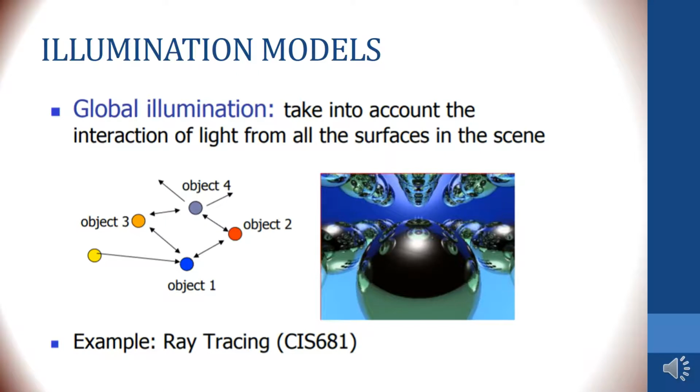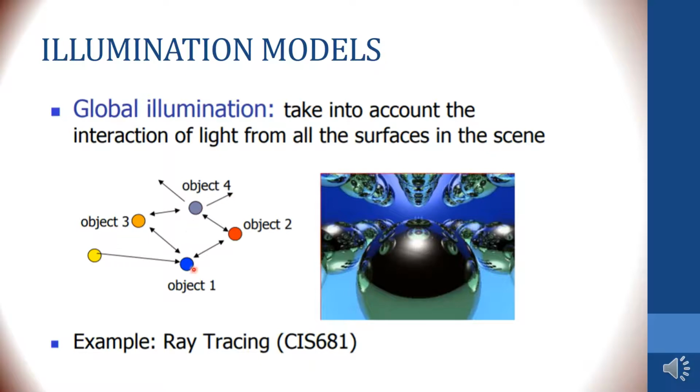How about global illumination? Global illumination takes into account the interaction of the light from all the surfaces in the scene. Okay, so this is the difference from local illumination. For global illumination, it takes all the interaction of the light from all the surfaces in the scene.